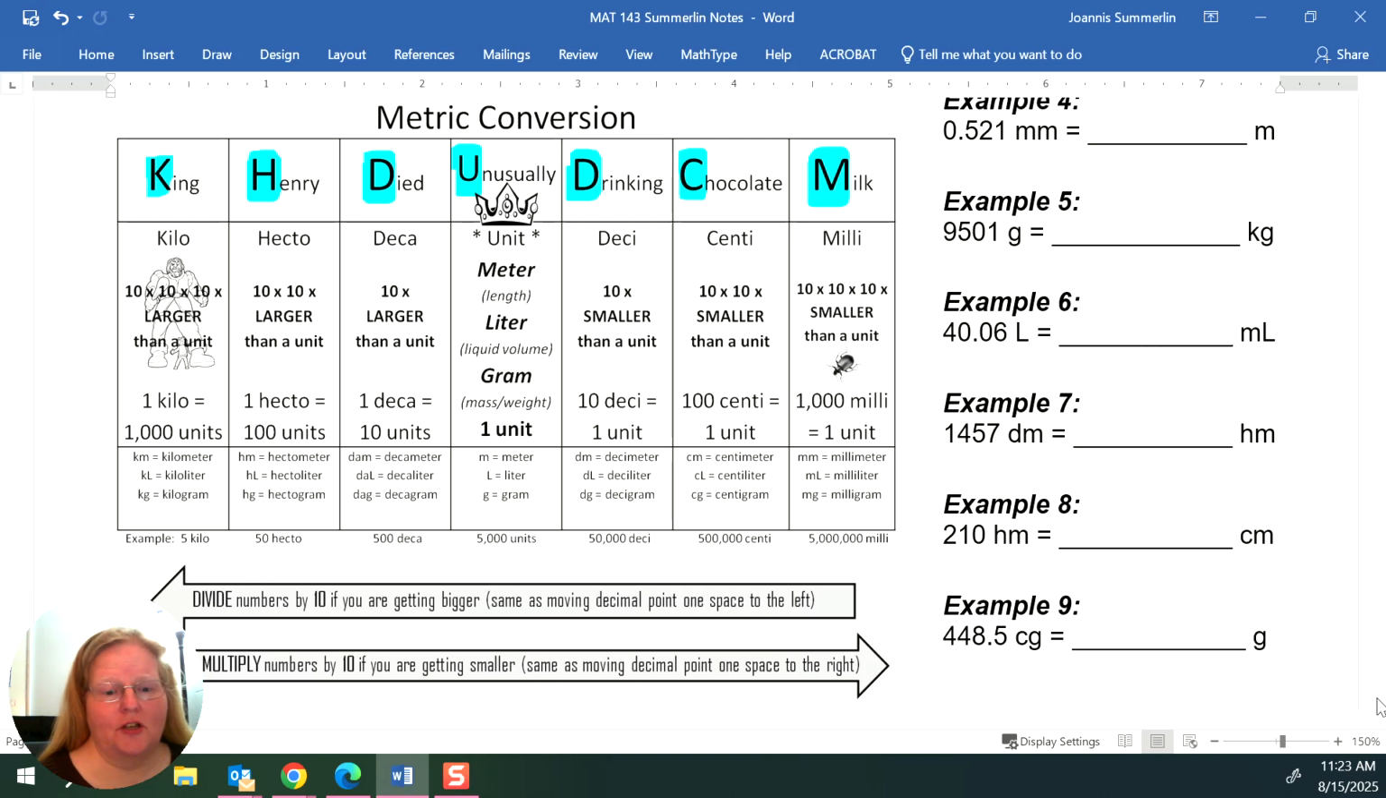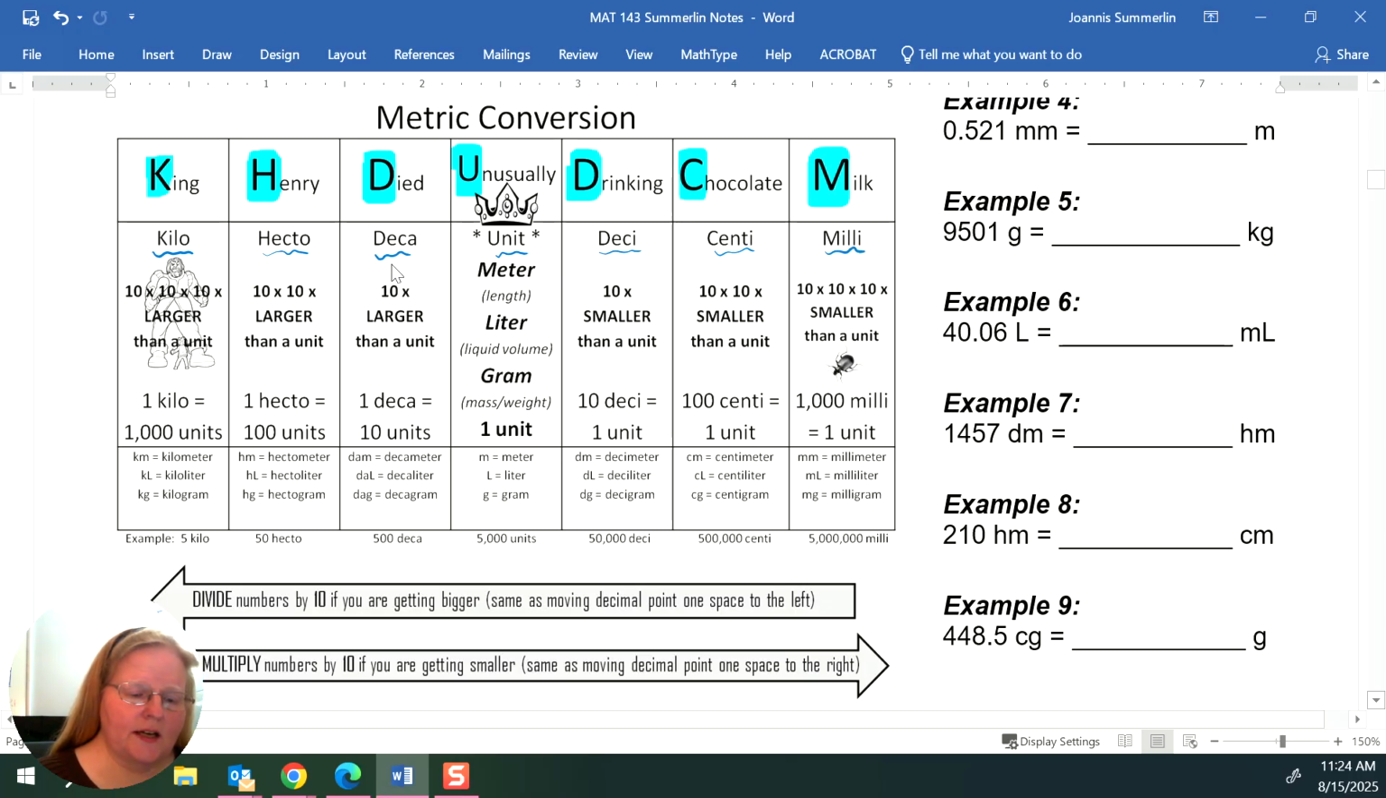Alright, so when we do this, we have a place to start and you have to have a place to finish. If you have it written out, the KHDUDCM, you can see below what they stand for. The kilo, the hecto, the deca, the unit. That's what U stands for, unit. It could be your meter, your liter, or your gram. The deci, the centi, and the milli.